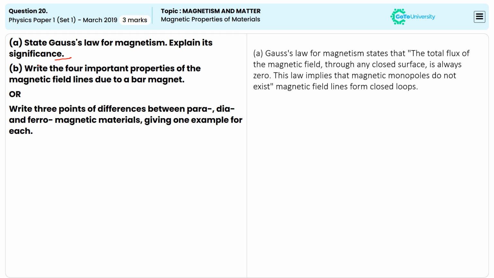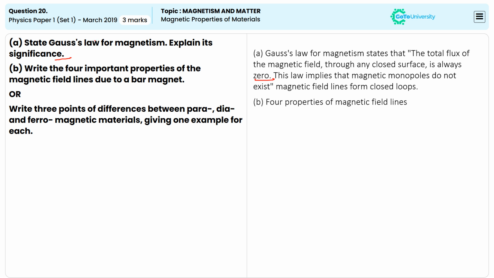Gauss law for magnetism states that the total flux of the magnetic field through any closed surface is always zero. This law implies that magnetic monopoles do not exist. Magnetic field lines form closed loops.